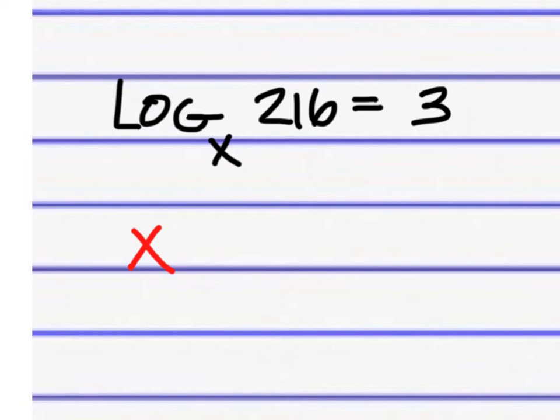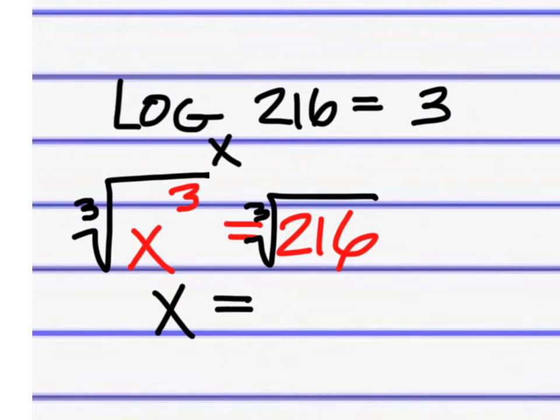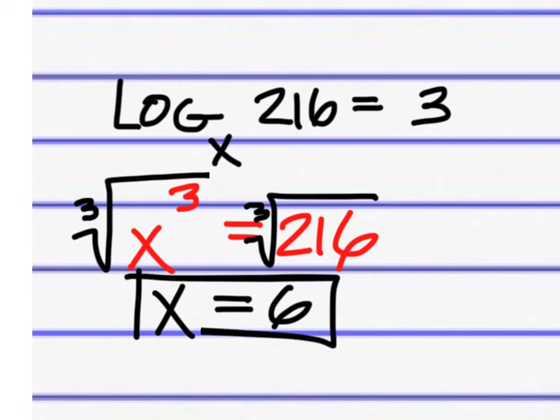This one is x to the third equals 216. And to come up with x equals a number, you must do the third root of both sides. When you do that, you'll find that x equals 6.